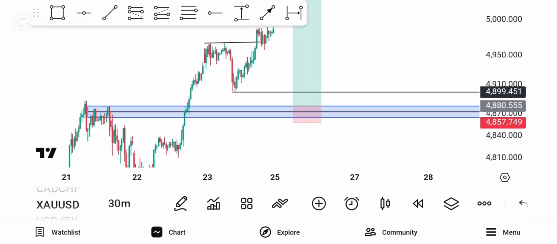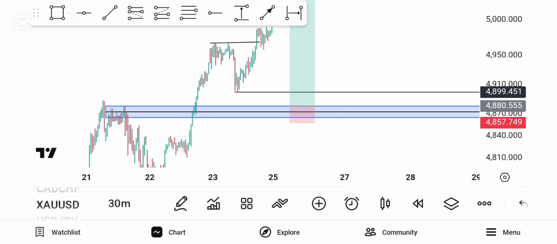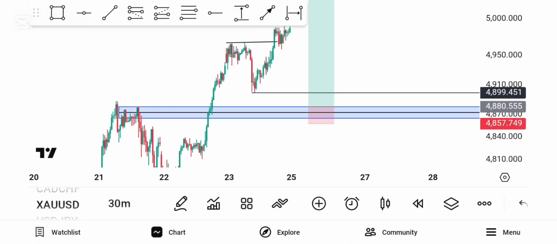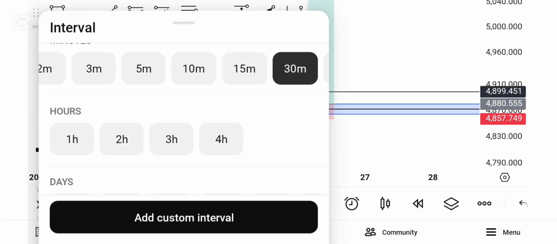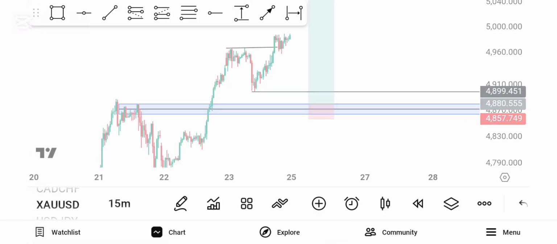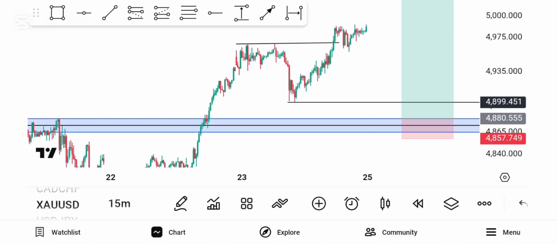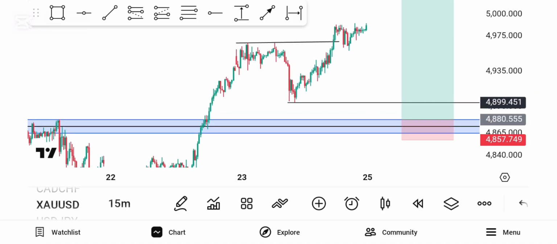So let's get down to the 5 minutes time frame so we can see if there is any clean other block there. So this is the 5 minutes time frame here. I hope you guys can see that red candle here. There's a red candle here. This is the red candle.